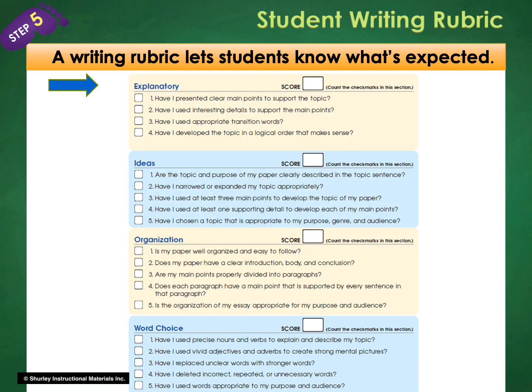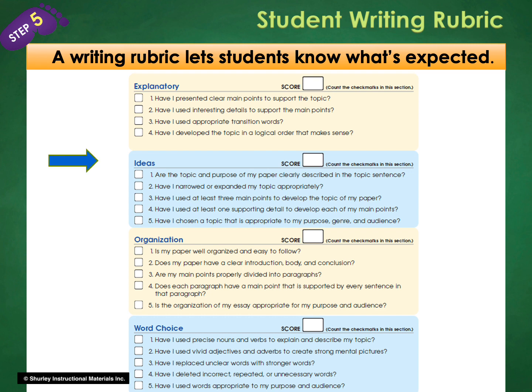Our curriculum includes student writing rubrics for each type of writing. Students will check their writing to see if they've met the requirements for each section. They need to make sure they have clear main points to support their topic, including relevant supporting details. Students should also check to see if their writing is developed in a logical order that makes sense and includes transition words to give their writing flow.